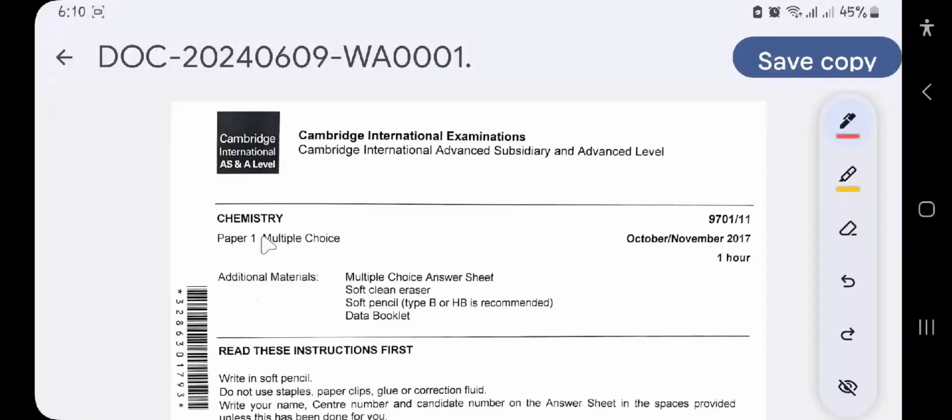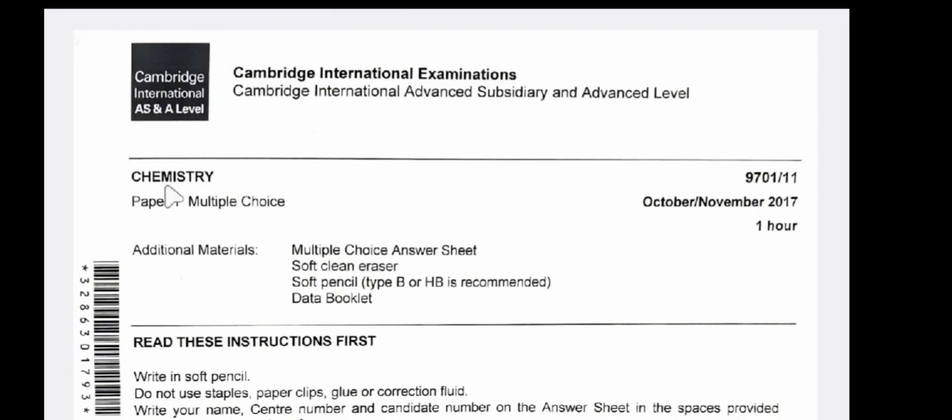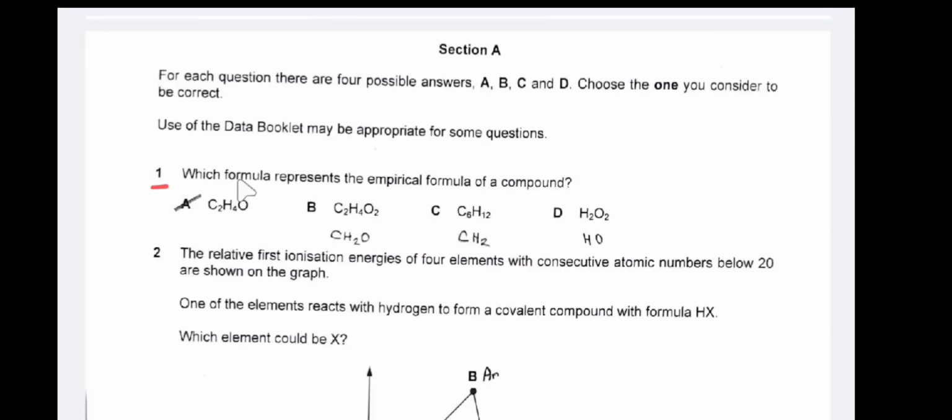In this video, we will be discussing Chemistry Paper 1, MCQ Paper 2017 October-November, variant 11, and the subject code is 9701. In question number 1, which formula represents the empirical formula of a compound?